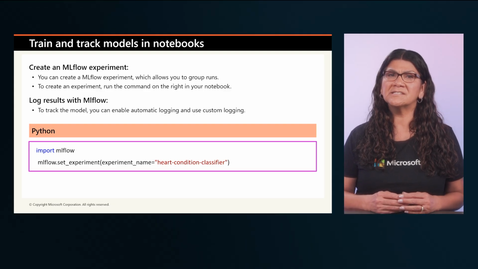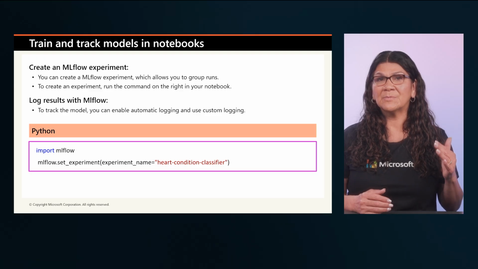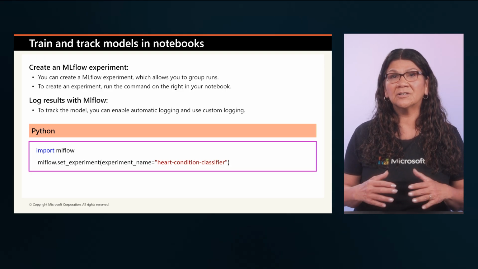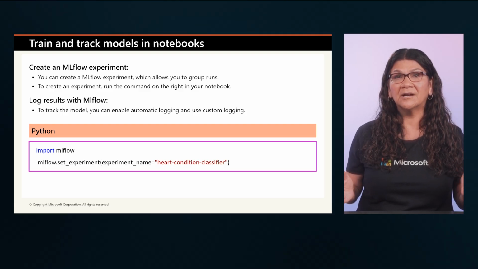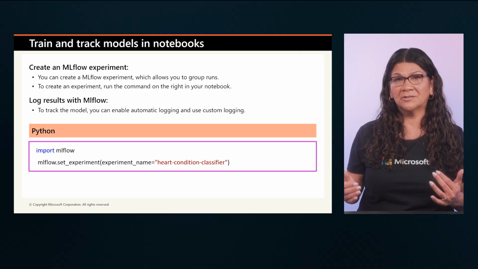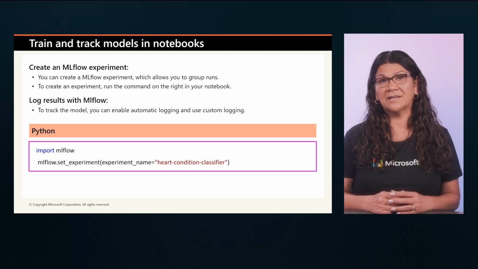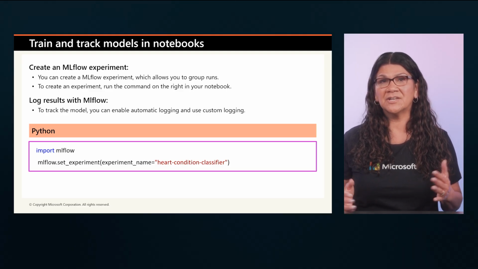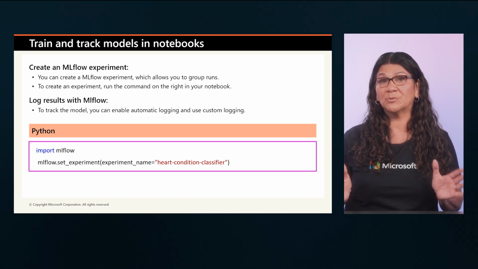Best practice here is to set the experiment name once at the top of the notebook. Keep naming consistent across your team so runs don't scatter across multiple similarly named experiments, and pair mlflow.autolog for fast baseline coverage with custom logging for domain-specific signals. This way your notebook experimentation stays exploratory, but your tracking stays production grade.